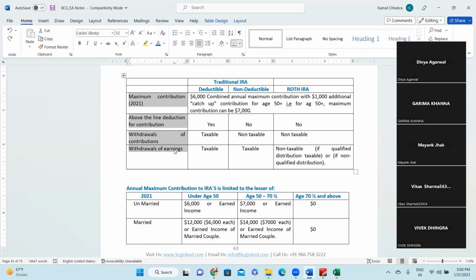Make sense? Any doubt, guys, so far? Yes, clear. Yeah. Mayank, Garima, Divya, Rajat, all good?